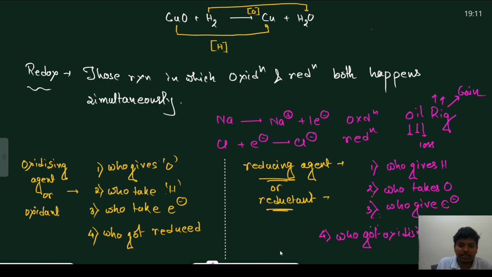Remember this thing. In a reaction, oxidizing agent and reducing agent should be from the reactant, not from the product. Obviously, products are not giving and taking electrons. So tell me, in this reaction, which one is oxidizing agent and which one is reducing agent? CuO is oxidizing agent because it got reduced and because it is giving oxygen. So copper oxide will be oxidizing agent and hydrogen will be reducing agent. Clear?